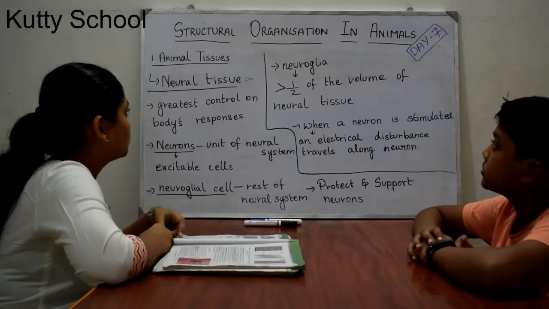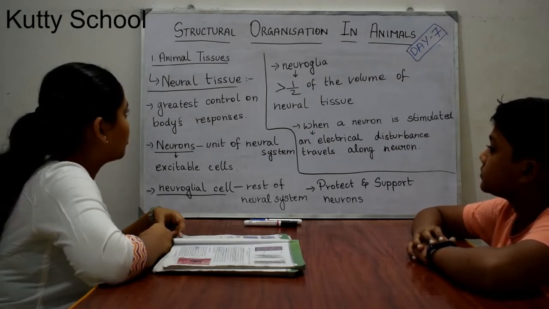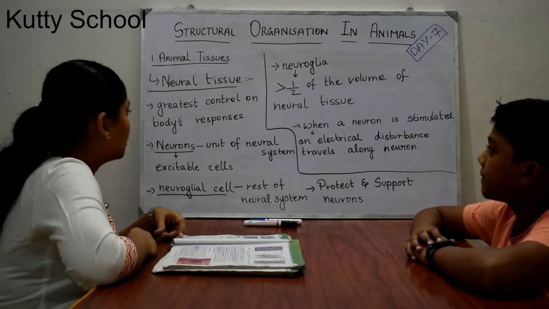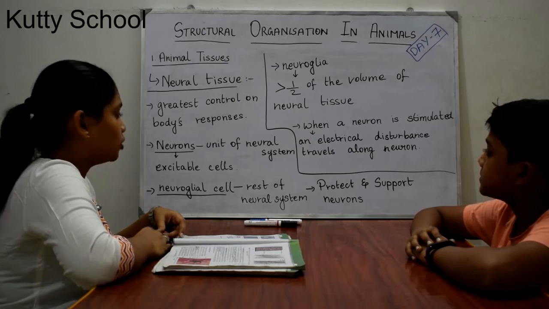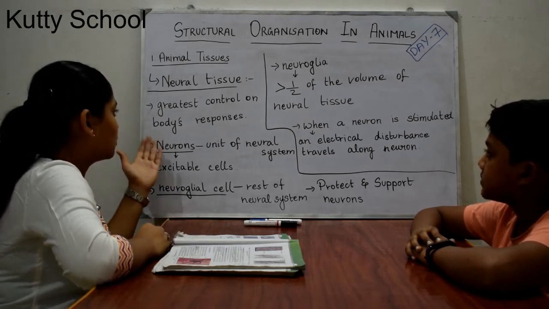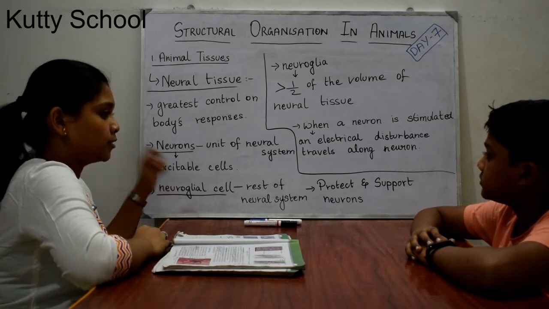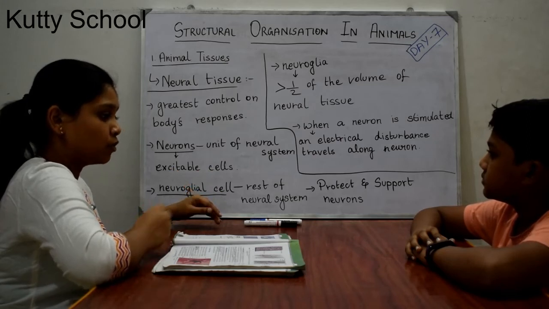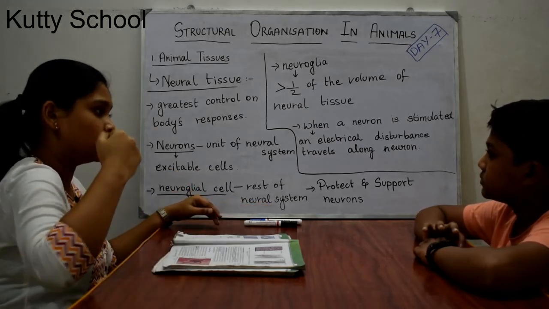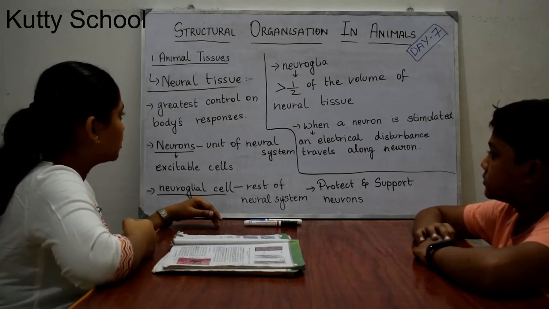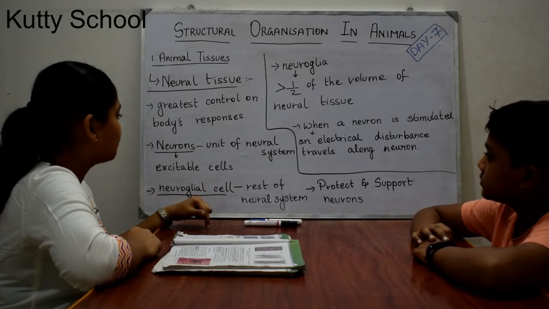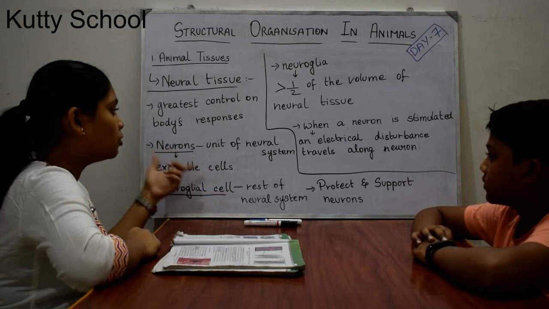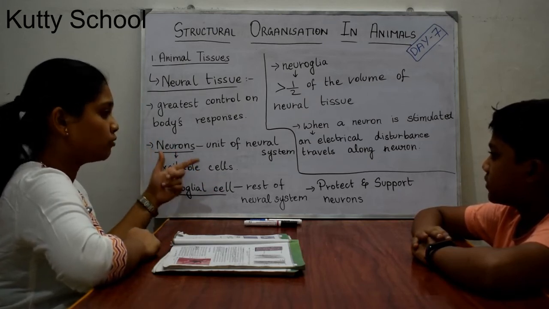Okay. So now we are going to the next subtopic under animal tissues after muscle tissue, which is the neural tissue. So this neural tissue controls our body's responses in a great way. It is so sensitive that if you keep your hand in the fire, you will get a stimulation. It is because of neurons. So these control most of the responses in our body, and in neural tissue, neurons are the unit of the neural system.